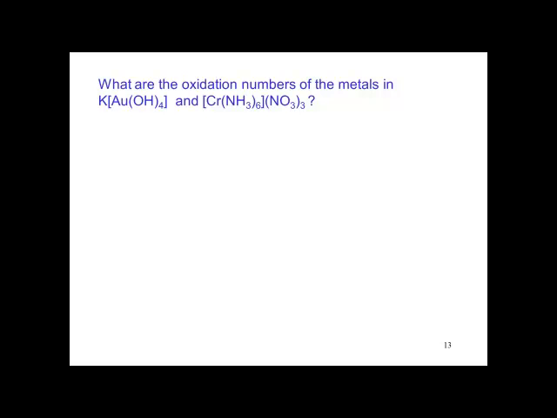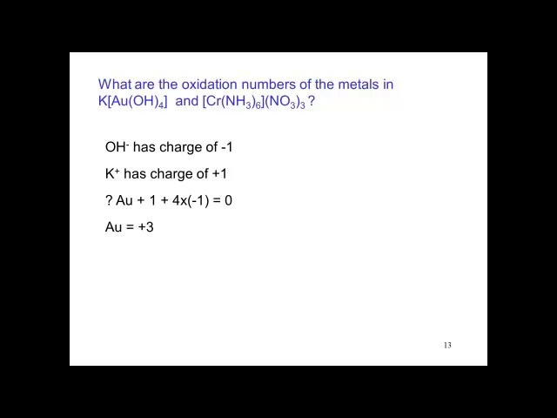What are the oxidation numbers of the metals in potassium gold hydroxide and chromium ammonia nitrate? Let's take the first one, potassium gold hydroxide. Remember that the hydroxide has a -1 charge. That potassium has a +1 charge. So the complex, because the potassium is on the outside, is -1, and the hydroxide is 4-. What balances that out? Gold 3+.